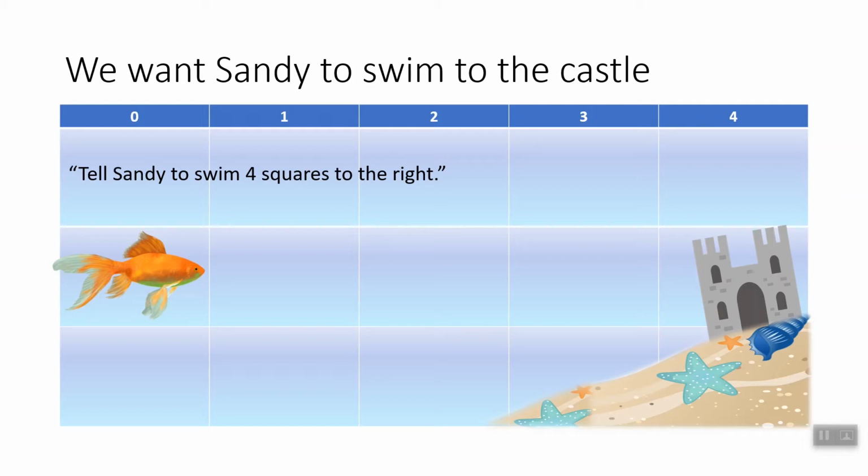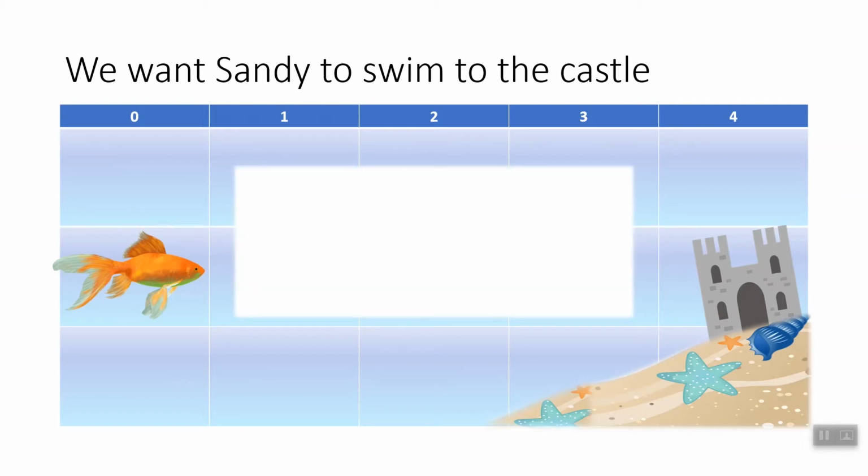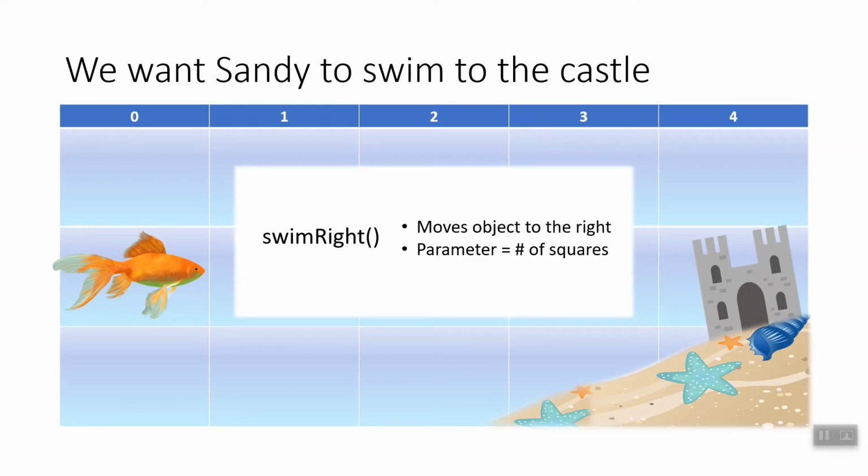Now let's take a look at how to translate that into code. I'll use Arduino, which is based off of C++, for my examples, but it would look very similar in Java. To get Sandy to move, we'll need to give them a command. For Sandy, let's say we've written a function called swimRight. SwimRight moves Sandy to the right by whatever number the argument is, entered into the parentheses.